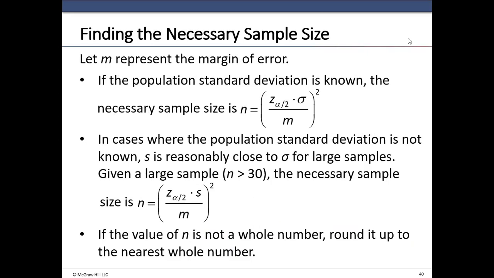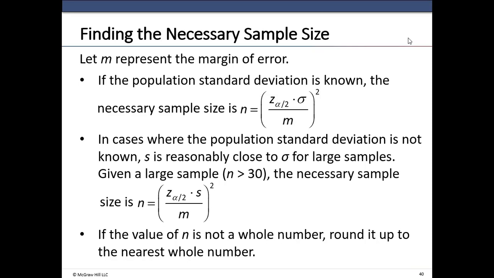In cases where the population standard deviation is not known, S is reasonably close to sigma for large samples. Given a large sample, n greater than 30, we use the second formula for the necessary sample size. What is the difference between the first and the second formula? In the second formula, sigma has been replaced by S because n is greater than 30, and we can use the sample standard deviation.